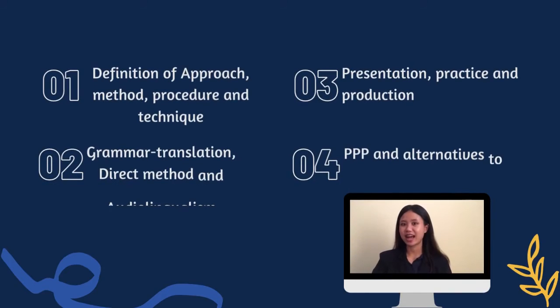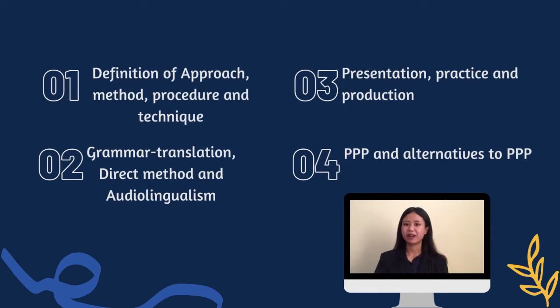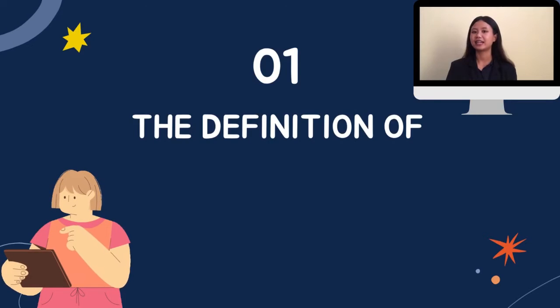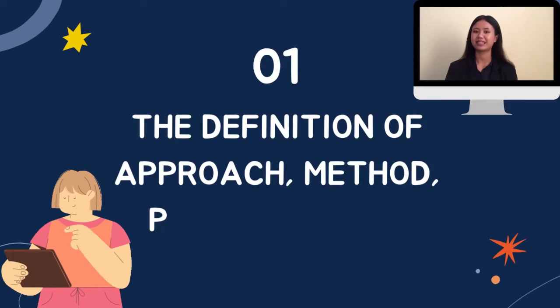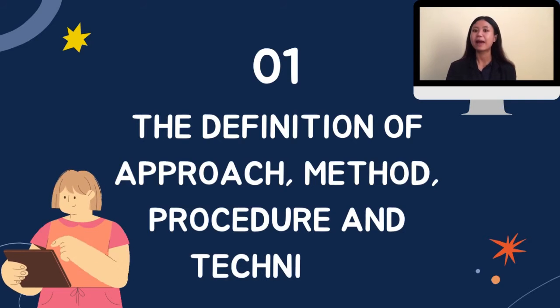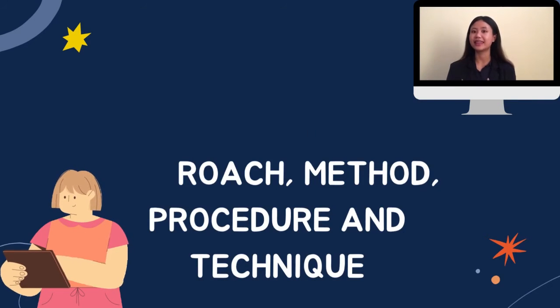On this occasion, what will we talk about? The first is definition of approach, method, procedure, and technique. Second is grammar translation, direct method, and audiolingualism. The third is presentation, practice, and production. And the last is PPP and alternatives to PPP. Okay, we will start the first material. It is a definition of approach, method, procedure, and technique.